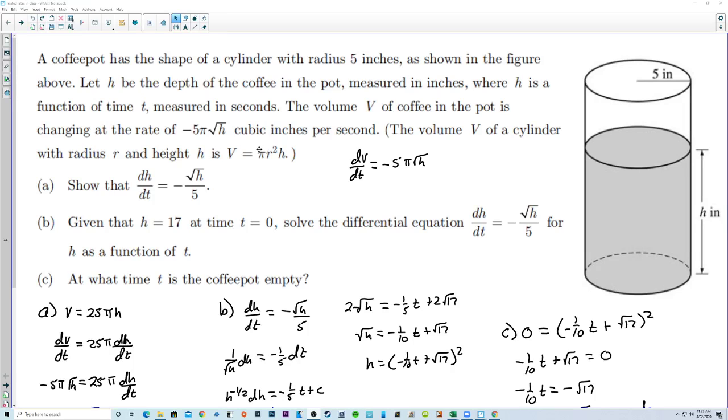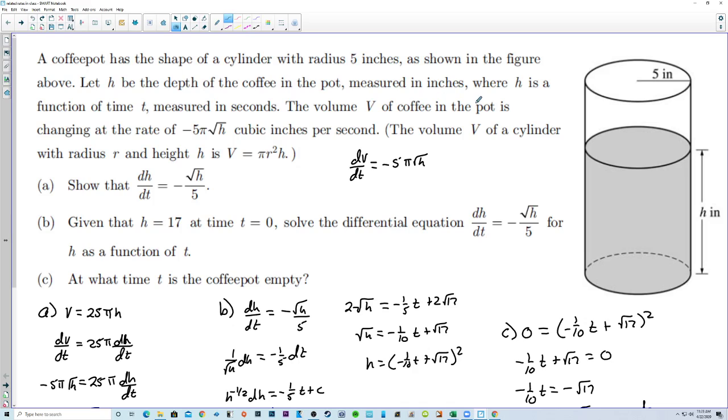All right, today's topic is related rates. And here we go. A coffee pot has the shape of a cylinder with radius 5 inches as shown in the figure. Let h be the depth of the coffee in the pot measured in inches, where h is a function of time, measured in seconds.